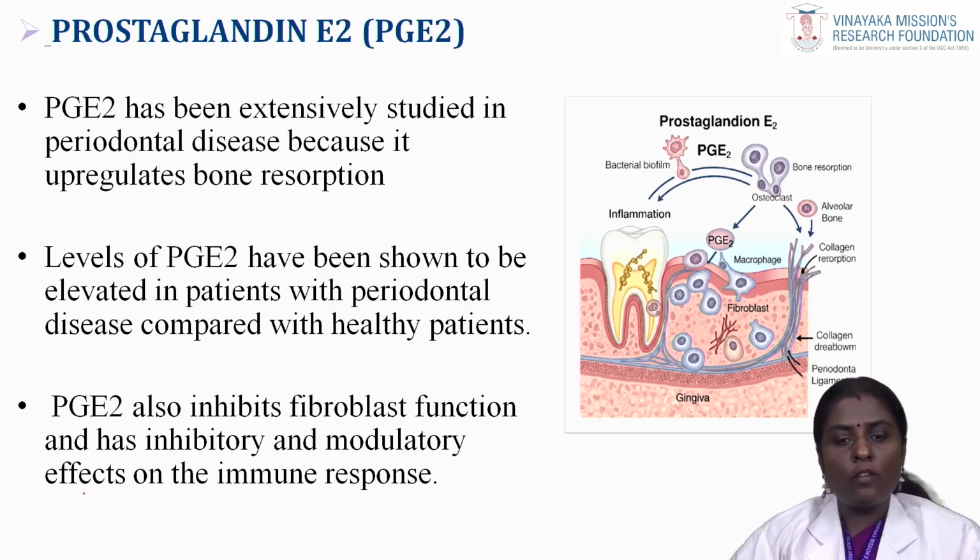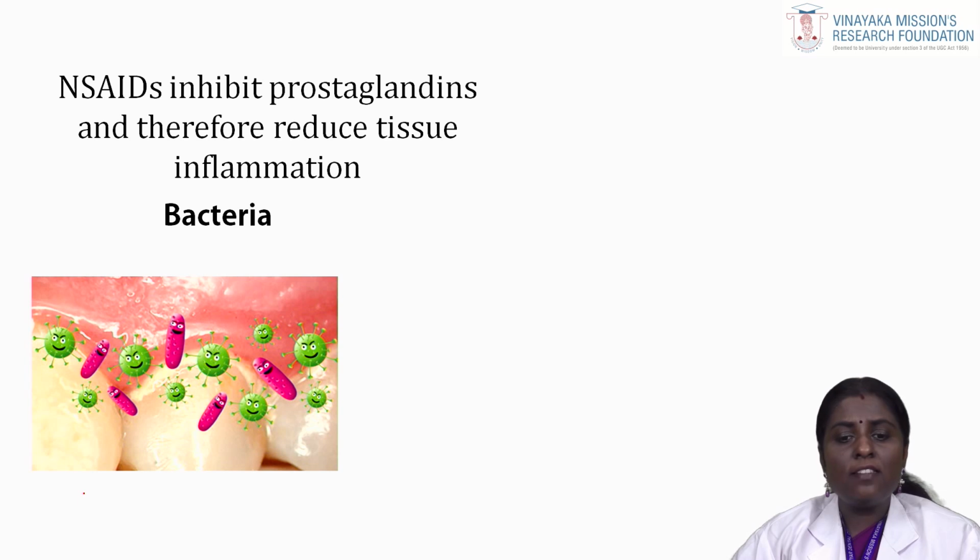Next, coming to prostaglandin E2, we all know PGE2 has been extensively studied in periodontal disease because it upregulates bone resorption. Levels of PGE2 have been shown to be elevated in patients with periodontal disease compared with healthy patients. PGE2 also inhibits fibroblast function and has inhibitory and modulatory effects on the immune response. NSAIDs inhibit prostaglandins and therefore reduce tissue inflammation.